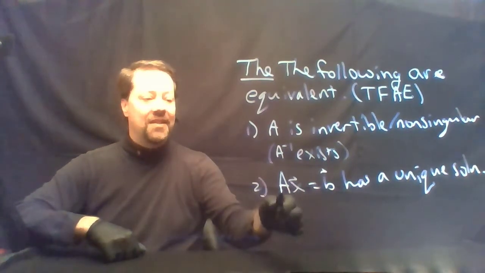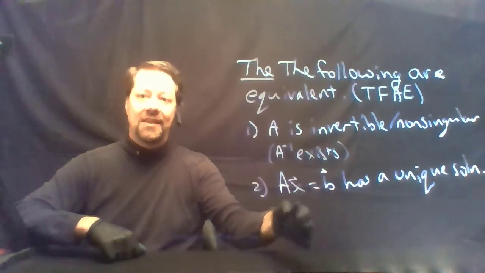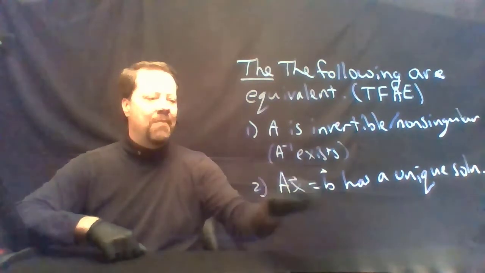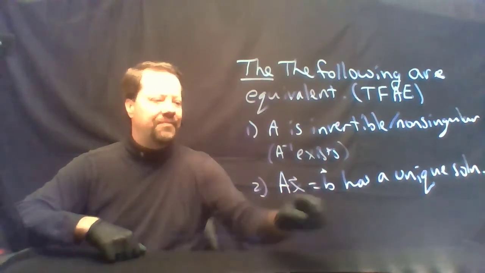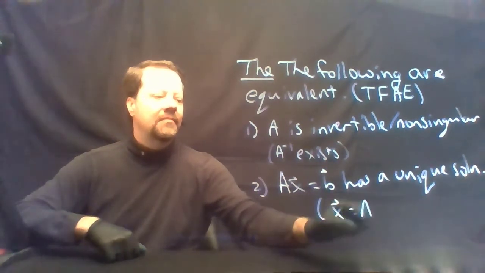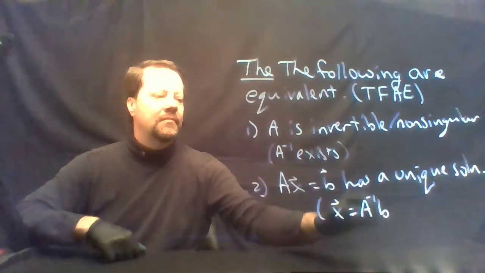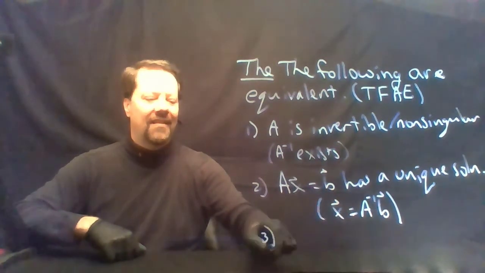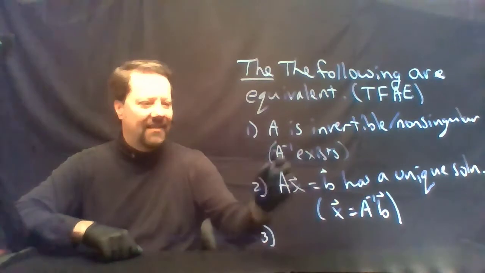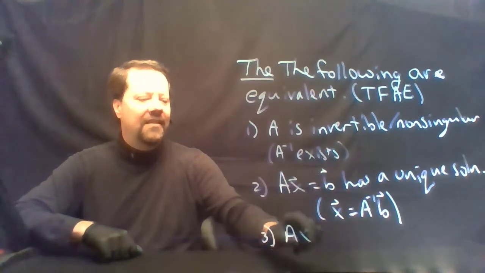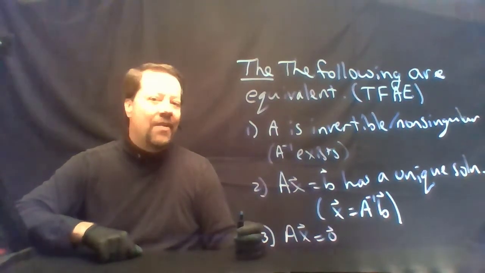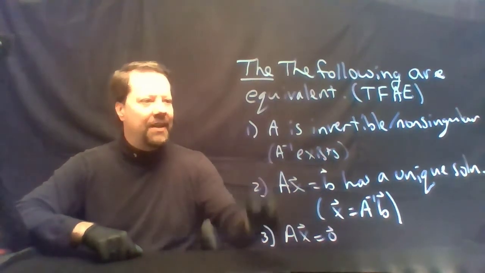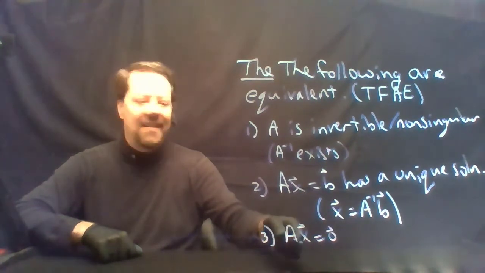If A inverse exists, you can easily calculate it. X is A inverse times B by multiplying both sides of this equation on the left by A inverse. Consider the homogeneous system AX equals 0. We know this always has a trivial solution, but if A is invertible, then the trivial solution will be the only solution.